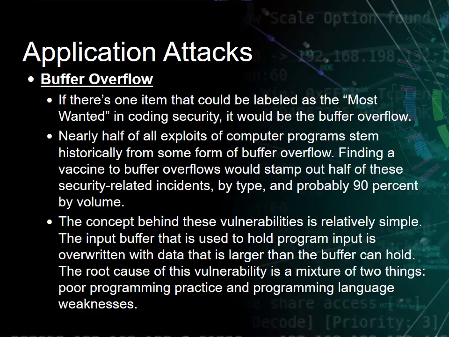If there is one item that can be labeled as the most wanted in coding security, it would be the buffer overflow. If you have noticed, we have talked about it several times in the last few chapters. Nearly half of all exploits of computer programs stem historically from some form of buffer overflow. Finding a vaccine to buffer overflow would stamp out about half these security-related incidents by type and probably 90% by volume. The concept behind these vulnerabilities is relatively simple. The input buffer that is used to hold program input is overwritten with data that is larger than the buffer can hold. The root cause of this vulnerability is a mixture of two things: poor programming practices and programming language weaknesses.